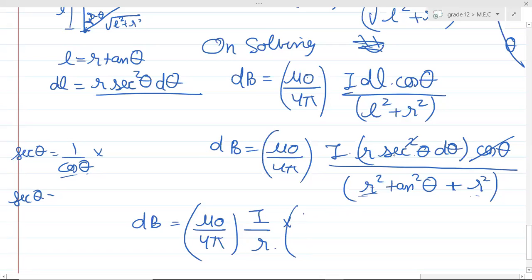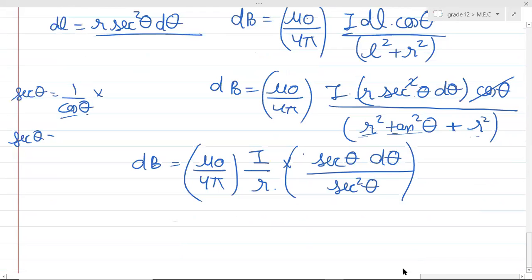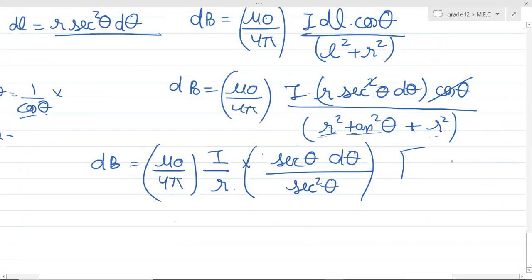So I'm writing this as r sec theta d theta, and here in the denominator you'll get tan square theta plus 1, which can be written as sec square theta, as 1 plus tan square theta is sec square theta. Yes? Can you see tan square theta plus 1 will remain over here? That will become sec square theta, and now you'll cancel 1 sec theta with 1 sec theta.